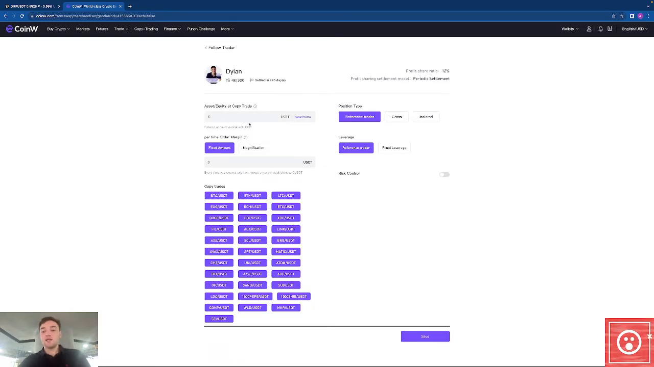Then this is the page that is given to you. So what does this mean? Asset to equity at copy trade. Let's just say you have funds in your futures account and you want to transfer. Let's say you have $100. You want to be transferring the $100 to this. Because I don't have available funds in my USDT account, this is just a random account. You want to be transferring what you have in your account to the copy trading. That is the equity that is put towards the copier.